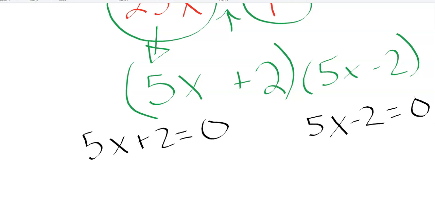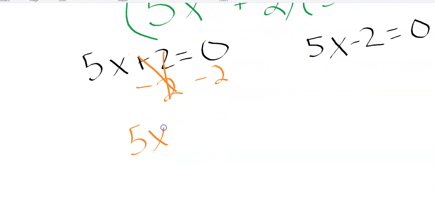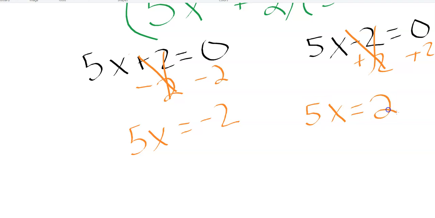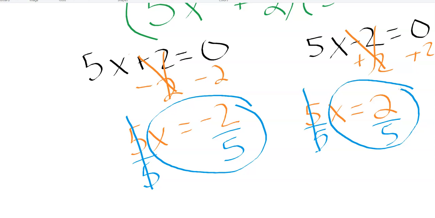Same thing, it's probably going to give us a fraction when we start solving this. There's 2 steps here, so I've got to subtract 2 from both sides. And that's going to give me 5x equals negative 2. Over here I would add 2 to both sides, and that's going to give me 5x equals 2. Okay, and then I would do my last step, divide by 5, and my answer is going to look like a fraction. x equals negative 2 divided by 5, that won't reduce. Here, divide by 5, and those cancel. x equals positive 2 over 5. So those are my 2 solutions, and that is solving by factoring.